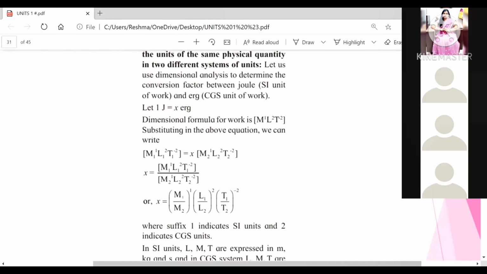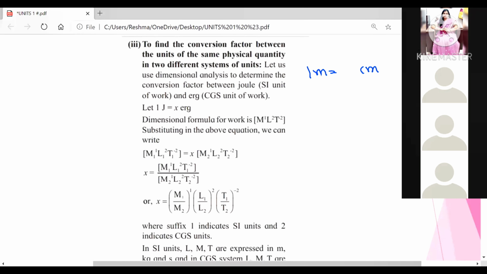We learn the application, that is to find the conversion factor between the units of the same physical quantity in 2 different systems of unit. It means that if there is a basic unit, that is 1 meter. 1 meter is equal to how much centimeter? Yes, student. 1 meter is equal to 100 centimeter.